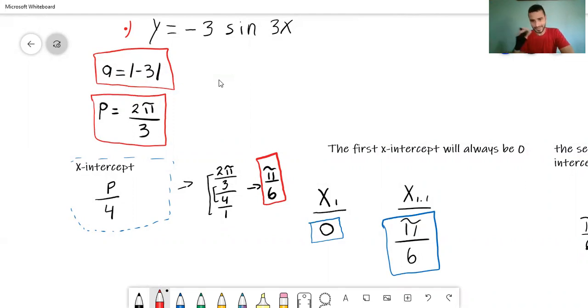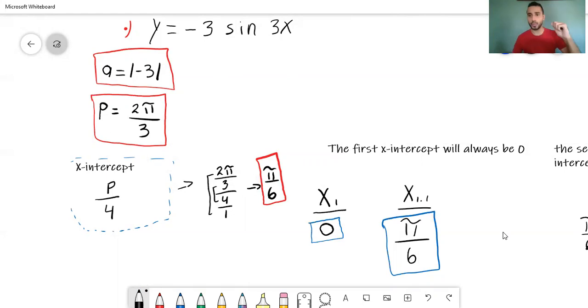After that, we must find the x-intercepts. And I told you guys that for you to find the x-intercepts, the period must be divided into 4 parts. So we are going to apply this little formula that we have over here, pi divided by 4. So we have to divide the period by 4. We did it, and this is what we get, pi over 6.